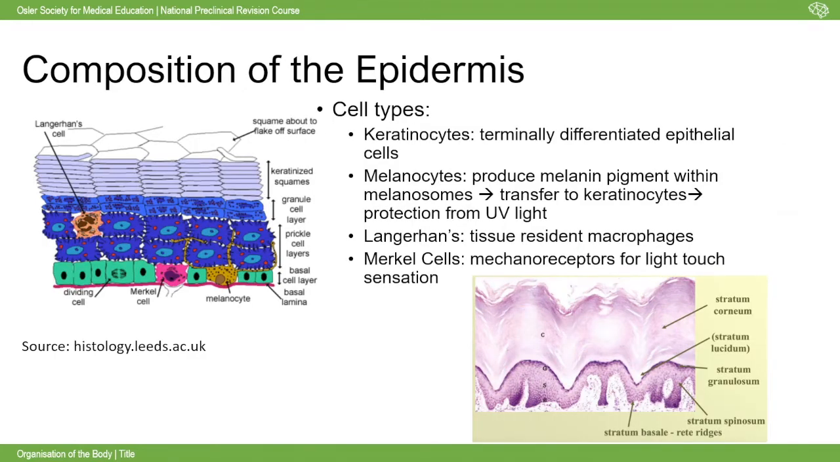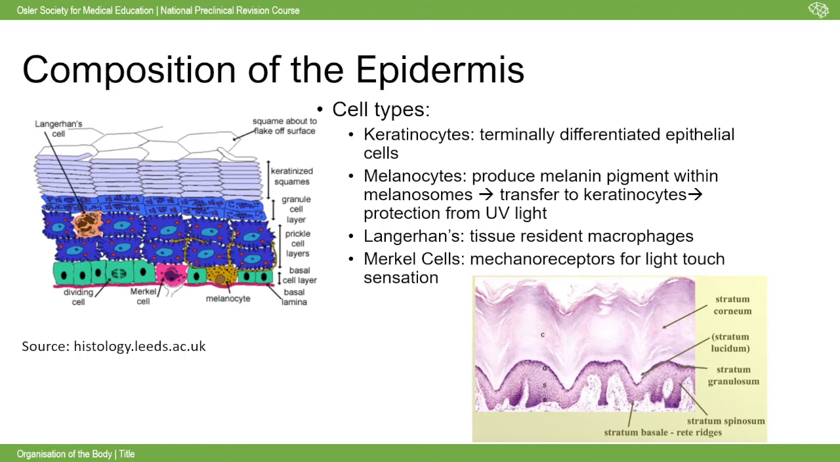Okay, so looking at the composition specifically of the epidermis, there are quite a few cell types that you need to be aware of. So we have our keratinocytes, which I mentioned before, which are our terminally differentiated epithelial cells. We also, however, have melanocytes. These are labeled in yellow at the bottom there, and they produce melanin pigment within melanosomes. And these are transferred to keratinocytes through cytoplasmic processes. So this means we're transferring this melanin pigment, which provides some protection from UV radiation.